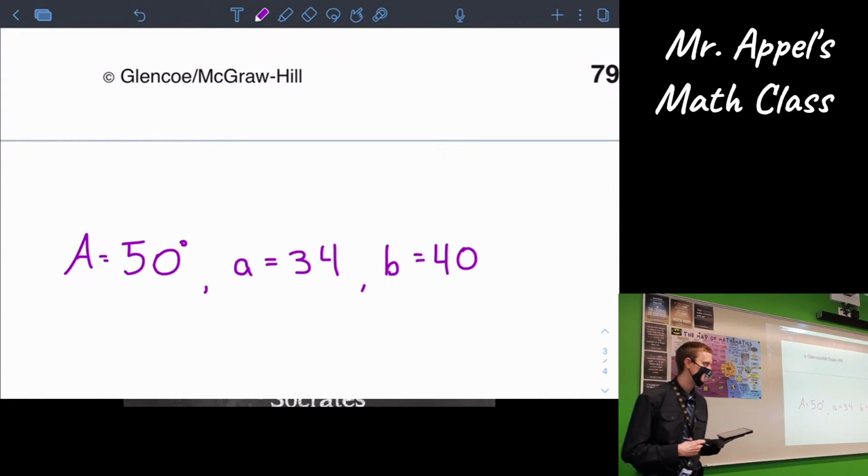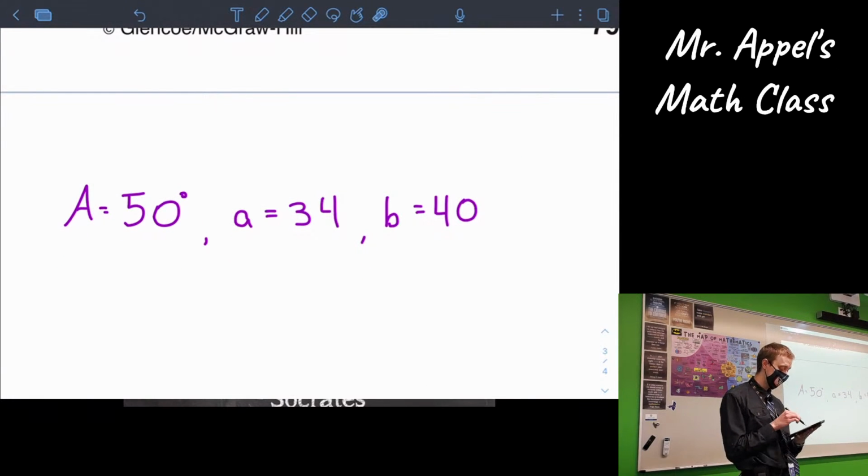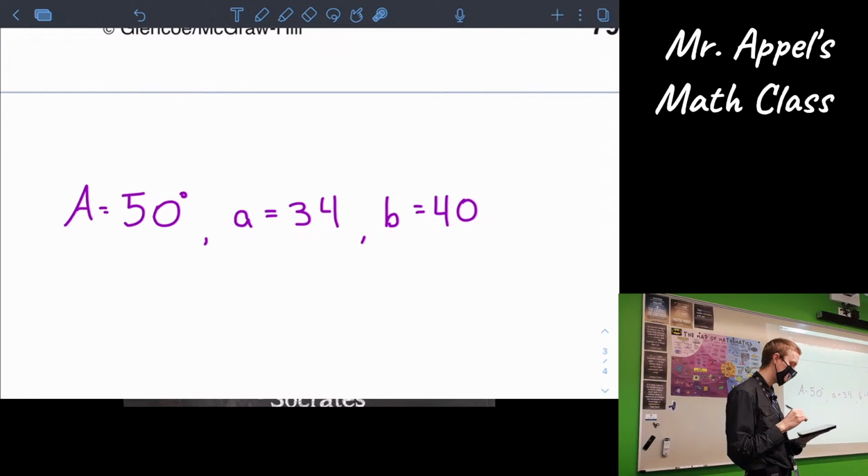All right, let's start with classification. The angle given is acute. So that right there, that's part one. Is it automatically a no solution? No, it's not one of those easy ones.